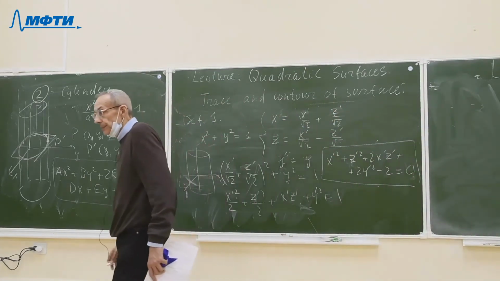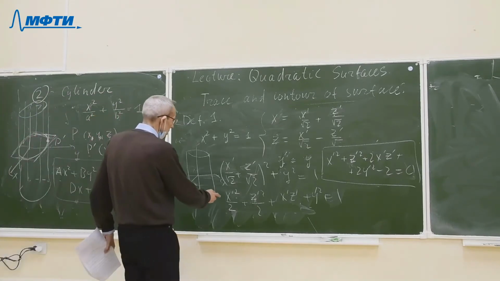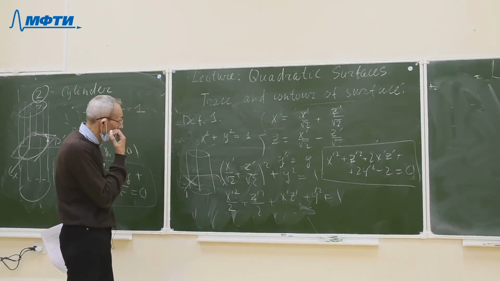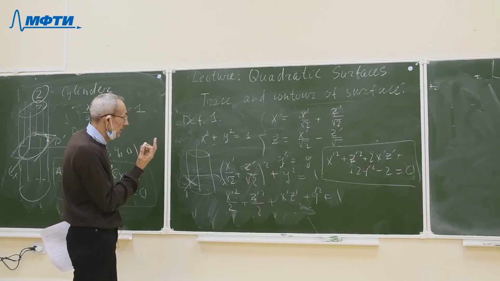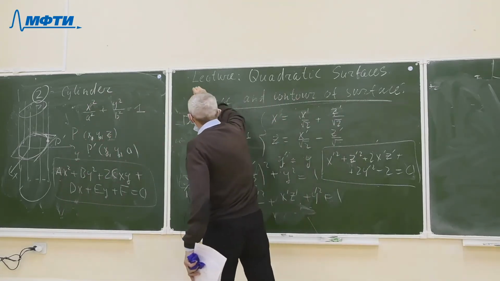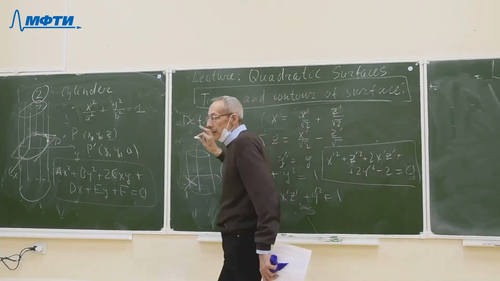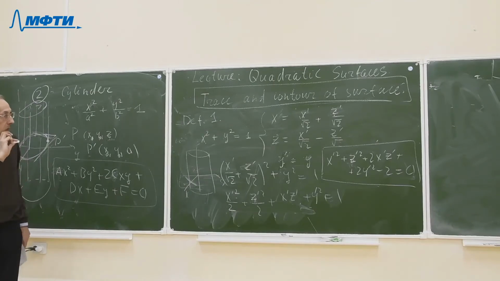And sorry, Professor. You wrote trace and what? Trace, yes, on the top of the board. You wrote after lecture quadratic surfaces, trace and contour of the surface. And now I define this new notion. Yes, okay. You wrote x equal x prime over square root of 2. How did you obtain this one from x squared plus y squared equal to 1?